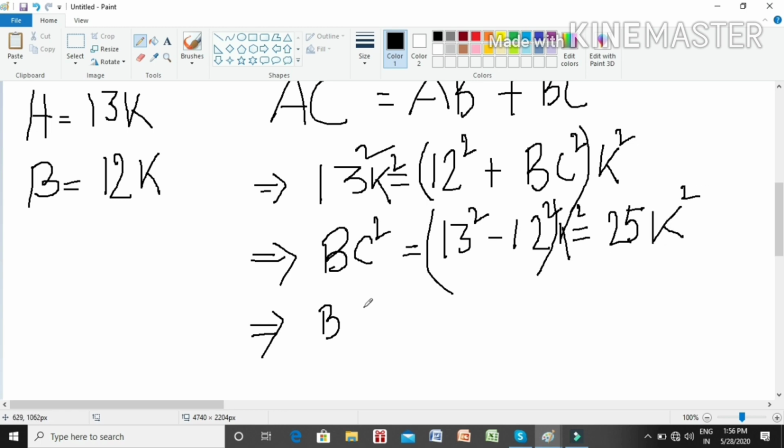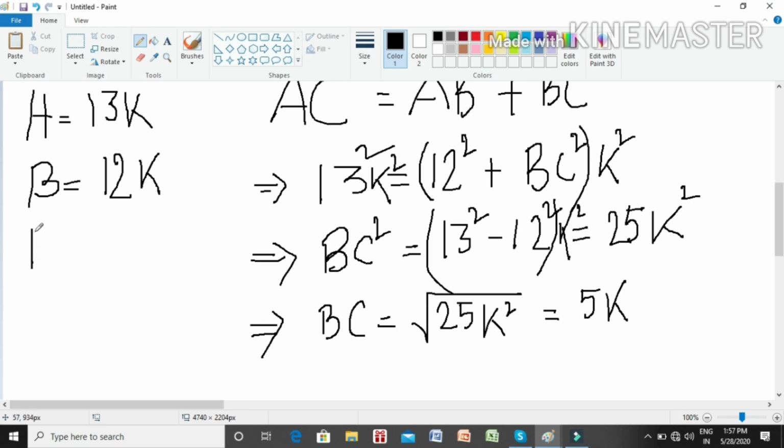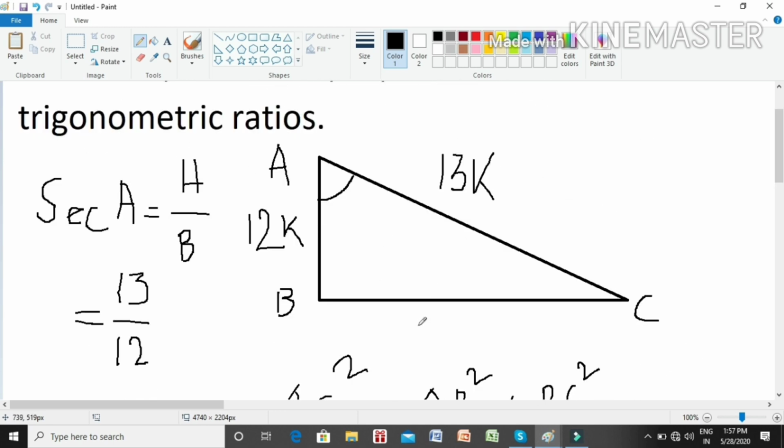So BC we can get as square root of 25k square. The result of this will be 5k. So BC, that is the perpendicular, will be 5k. So this is 5k. Now we have completed all the three sides of the triangle.